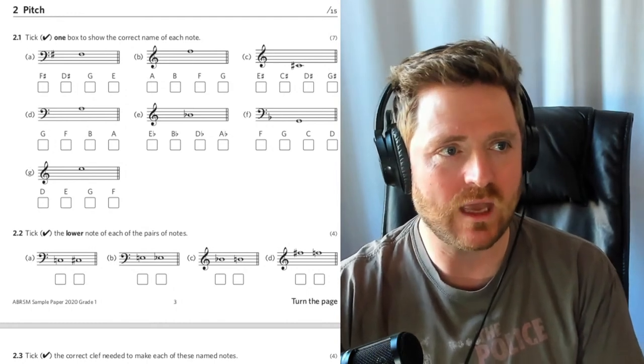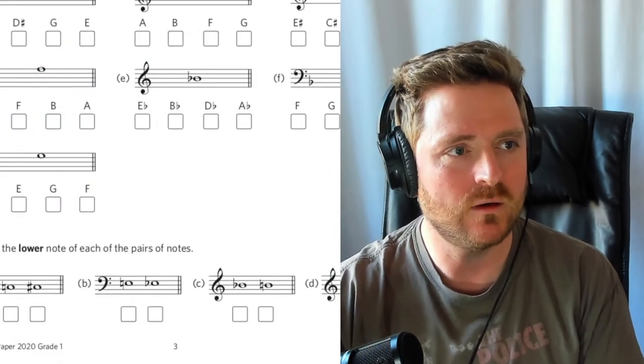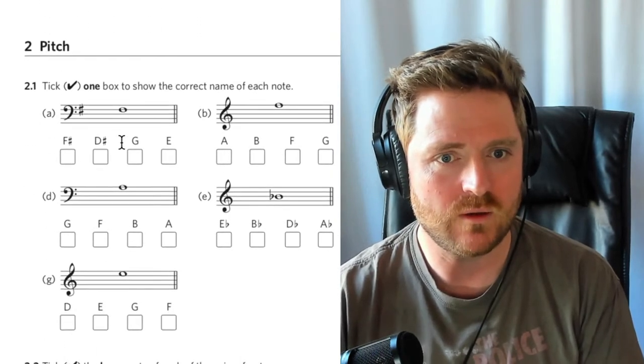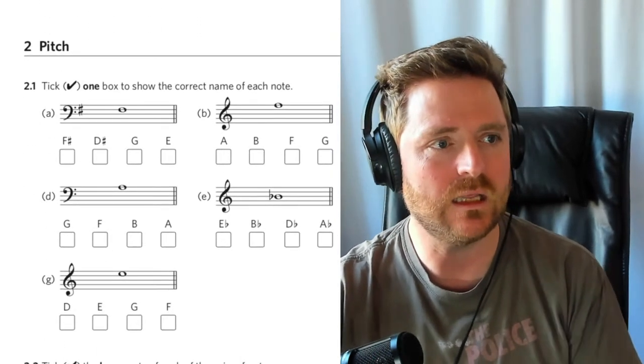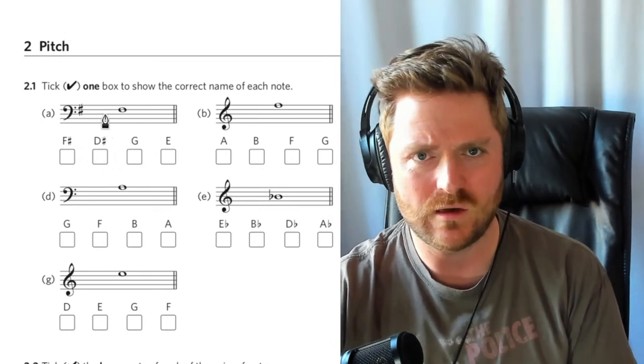So what we're looking at here, I'm going to see, can I zoom in at all? Bear with me a moment. Oh, I can. And if I now move this around, there we go. Here's our first one. You can see it's slightly better. And so they want us to find out what is this note. Well, let's have a look here.